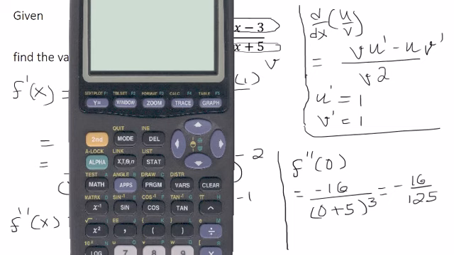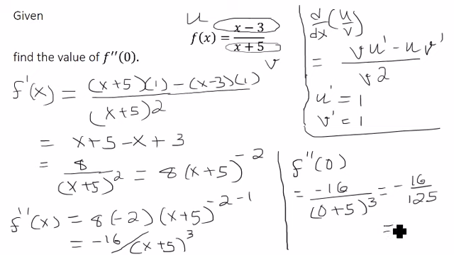And how much is that? That's going to be 0.128, and if I round it to 2 decimal places, that's going to be 0.13. So eventually I have negative 0.13 as our final answer for this problem.